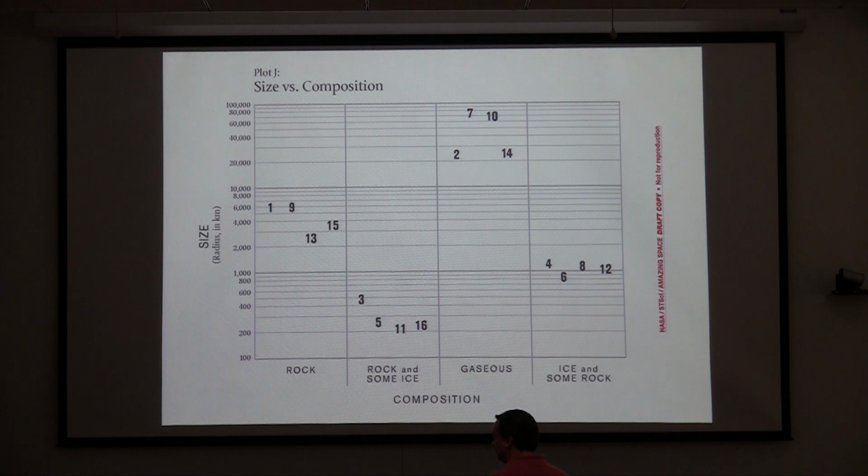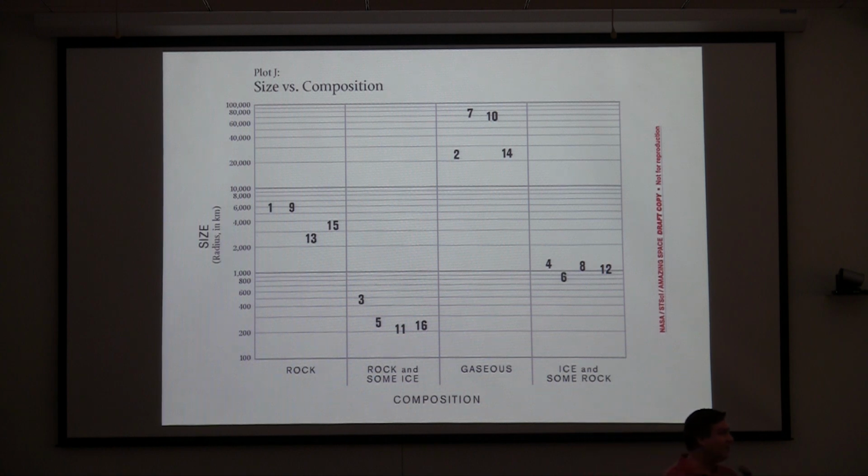The objects with gaseous composition have the largest sizes. Cool? Everyone agree? Looks like it to me. Okay. Now, what else should we say? How about you in the pink here? Okay. The rock and some ice objects have the smallest sizes.